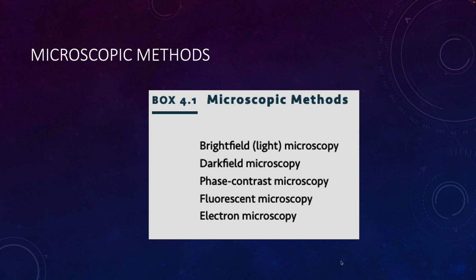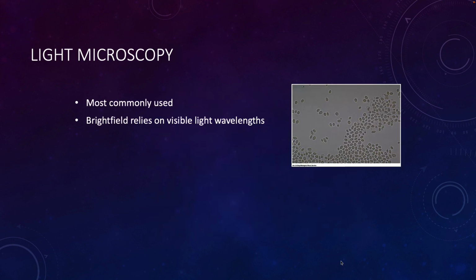next few slides. Light microscopy is the most commonly used form of microscopy. This is what you've done in all of your classes, that standard little microscope. When we use bright field microscopy, we use visible light to basically illuminate the background, and then the cells are seen as darker on our field of view. So the background is lighter, the cells are darker.